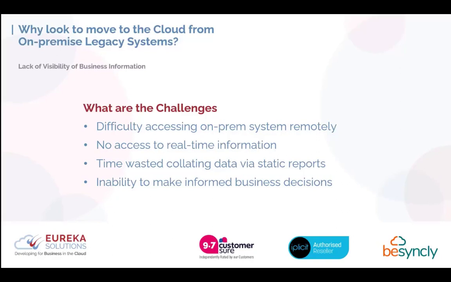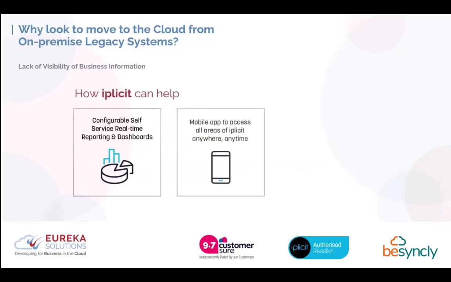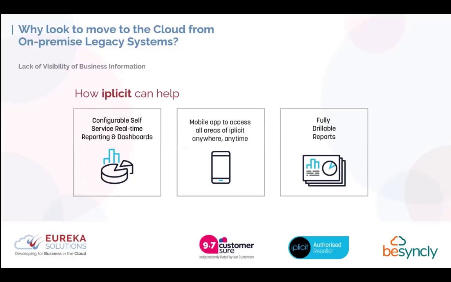So that just comes up to that next point, time wasted collating data via static reports. For example, you run a report, and as soon as it's run, it's out of date. That can then lead to an inability to make informed business decisions. So how can iplicit and moving to a full cloud solution help with that? In iplicit, there is configurable self-service reporting and dashboards. We can see that via inquiries, we can look at actual dashboards, and we can even run reports if we wanted to as well. So there are loads of different ways to get data out of the system in a real-time environment.